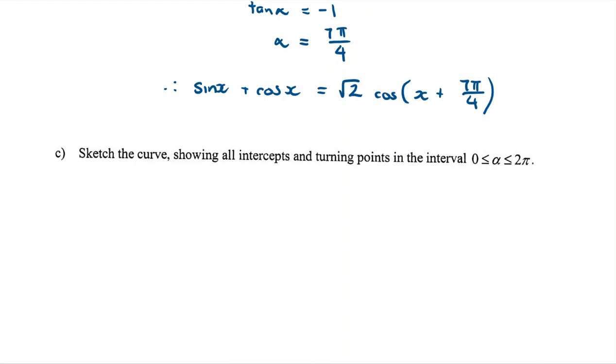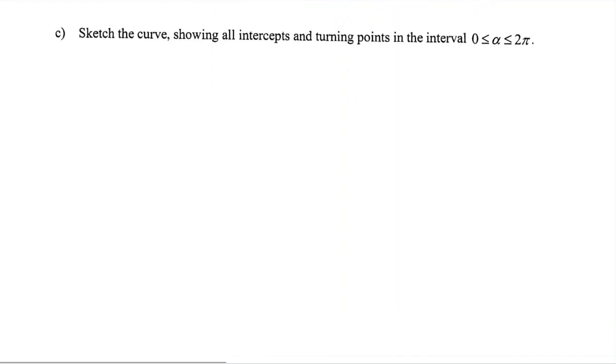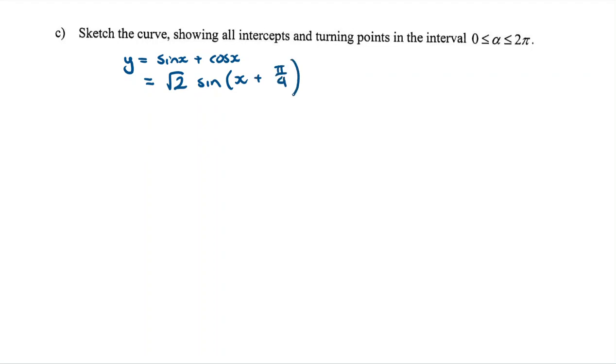Part C, we want to sketch the curve showing all intercepts and turning points in the interval between 0 and 2 pi. They are effectively the same equation, just with a phase difference. I probably think the first equation might be a little bit nicer to move because we've got to draw it. So the first equation was y equals sine x plus cos x, that was our thing, which was equal to root 2 sine x plus pi over 4. So that was when we changed it into sine.